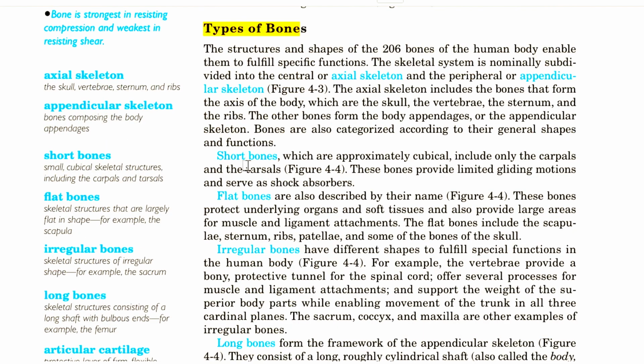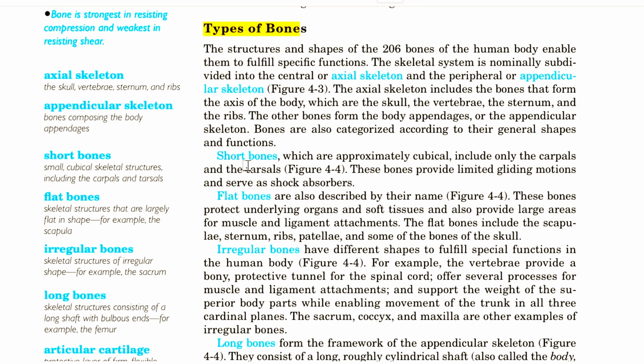The short bone is cubical in shape, like little cubes. These bones are the carpals and tarsals of your body. Carpals are present in your wrist, and tarsals in your ankle or foot. Their major function is that they can perform a limited gliding motion and also work as shock absorbers. Gliding we can discuss later on; it is a comprehensive topic, so we cannot discuss it here.